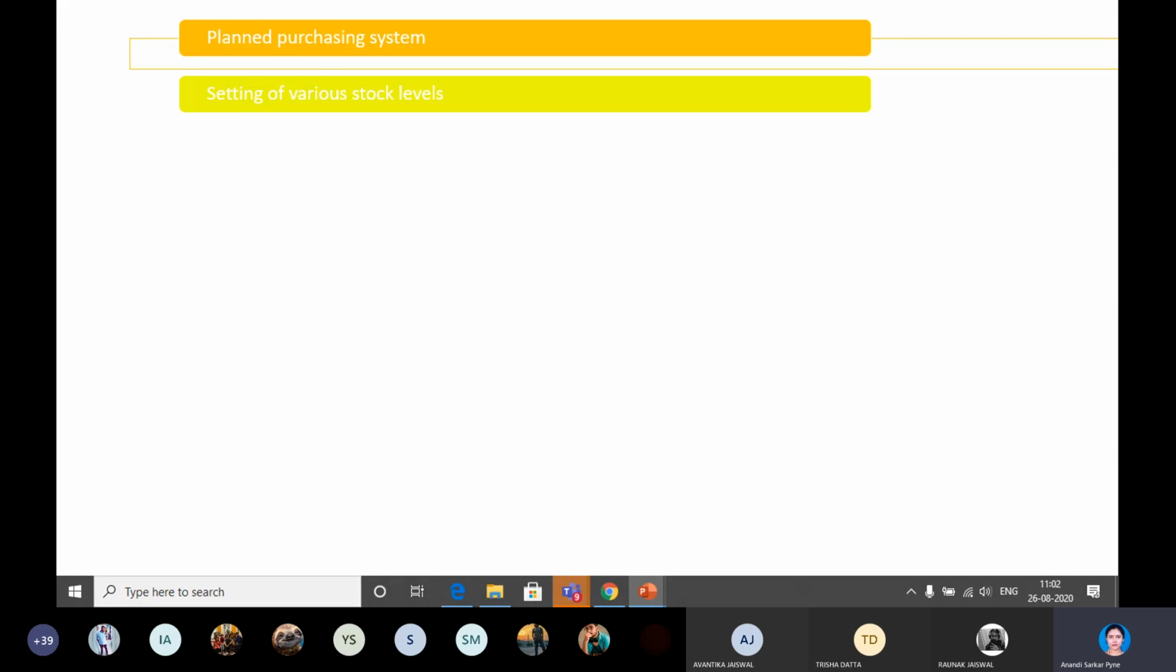There is a time lag, the lead time. Also, it depends on the minimum level of stock to be maintained in that organization and the maximum usage of the materials. The reorder level is fixed somewhere between the maximum level and the minimum level. So it's in between.